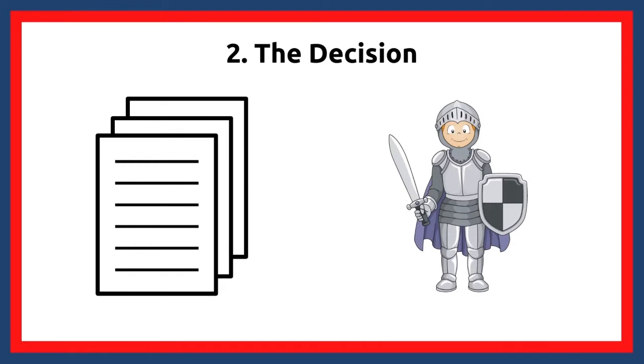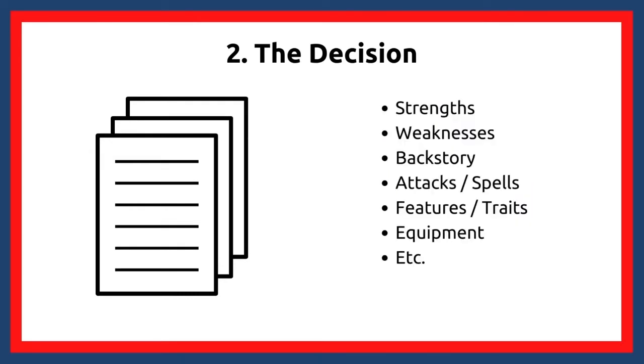Step 2 is the decision. Players need to create their characters using the character sheets included in the kit. This will help players make decisions based on the story the DM is telling. You can use the character sheets to determine things like strengths, weaknesses, backstory, and attacks.